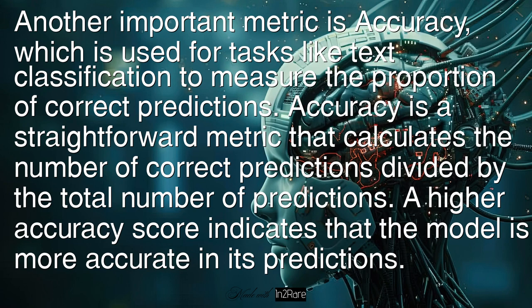Another important metric is accuracy, which is used for tasks like text classification to measure the proportion of correct predictions. Accuracy is a straightforward metric that calculates the number of correct predictions divided by the total number of predictions. A higher accuracy score indicates that the model is more accurate in its predictions.